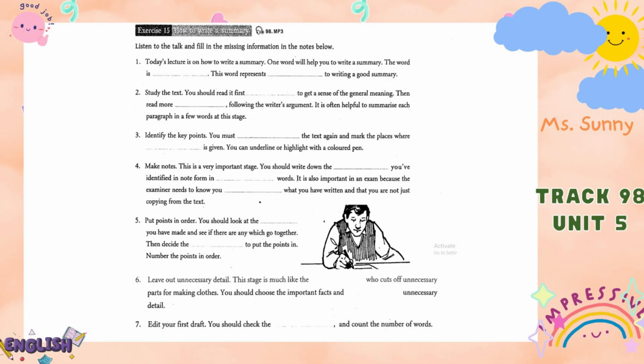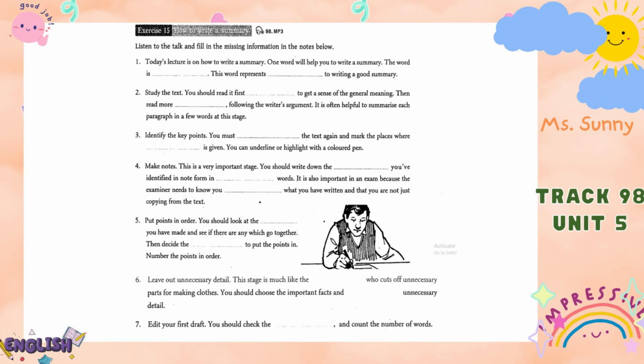Now, let's turn to identifying the key points. You must go through the text and mark the places where important information is given. You can underline or highlight with a colored pen or simply make a mark in the margin.